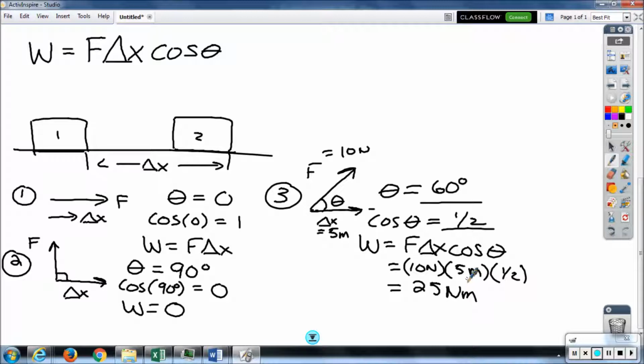We take that same force, that 10 newtons, but we apply it straight upward. Cosine of 90 is 0. So despite the fact that you're applying that same force, the box moves the same distance, the work done by that force would be 0.